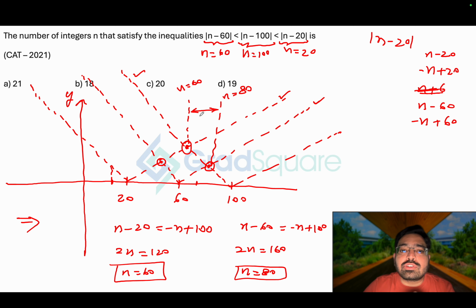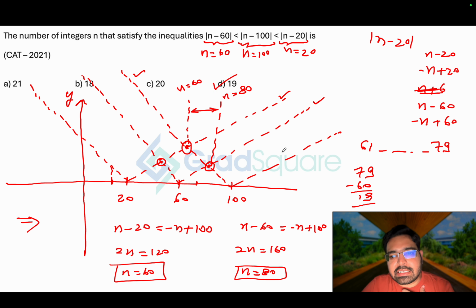Now, your values of n should be between 60 to 80. You don't have an equal to sign. That is why 60 and 80 must be rejected. So from 61 all the way up to 79 are the set of integer values that we need to count for n. So 79 minus 60 will give me those number of values, which is 19 values. Option D, 19 will be the correct answer for this question.